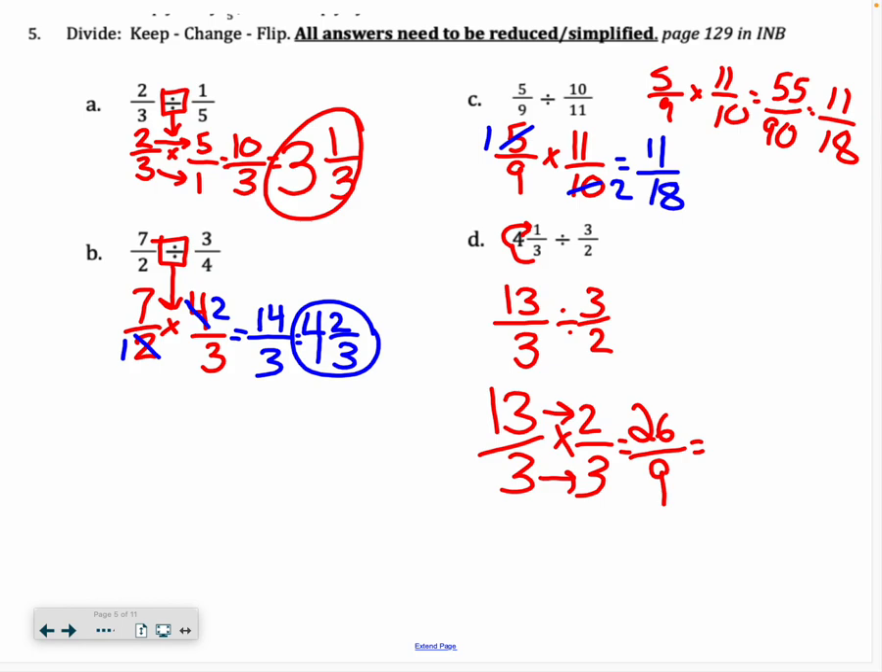So 9, 18, so I can take 2 groups of 9 away. 2 groups of 9 is 18. 18 away from 26 leaves me with 8/9.